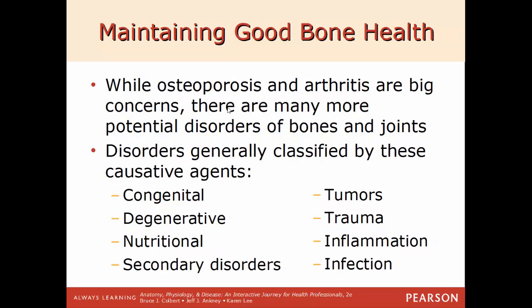Now, while osteoporosis and arthritis are obviously big concerns for most people, there are more potential disorders of bones and joints. These disorders are classified by what causes them, such as, are they congenital? Are they degenerative? Are they nutritional? Are they tumors? Are they traumas? Are they due to infections, inflammations, and so on?